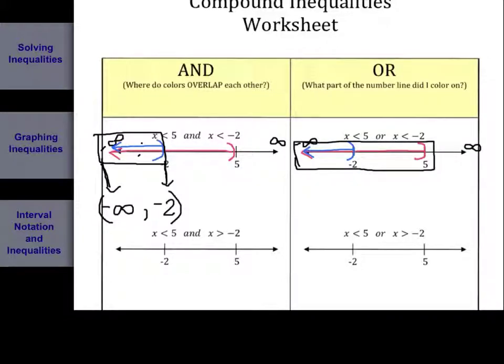So again, to do this, I go from this end of the box to this end of the box. So what's sitting at this end? Negative infinity. Comma. What's at this end of the box? Well, 5. 5 had a parentheses on it, so I put a parentheses. Negative infinity always gets a parentheses.